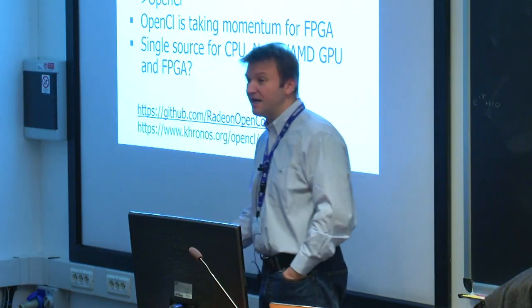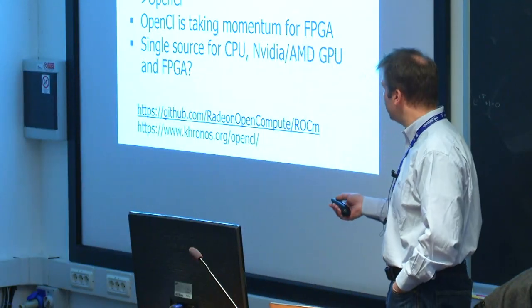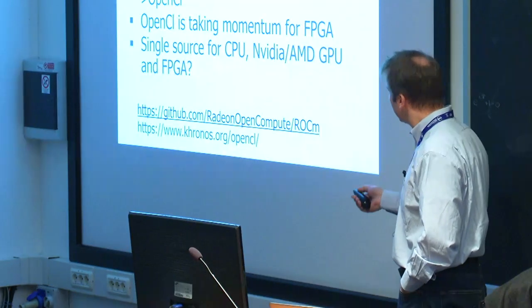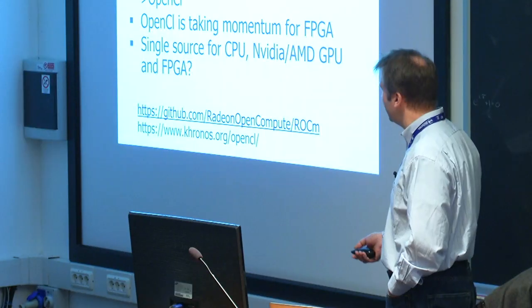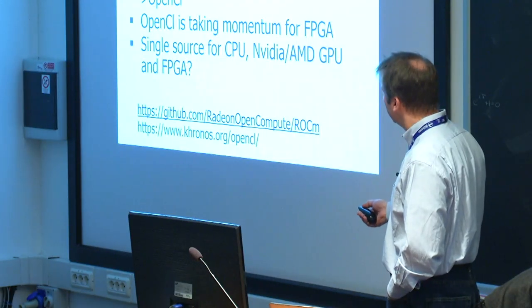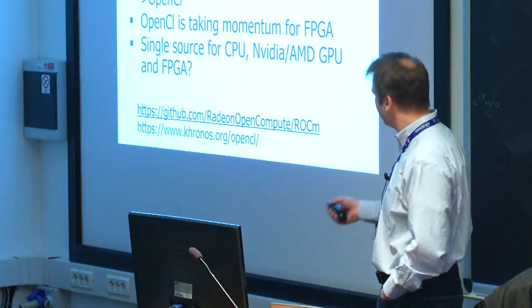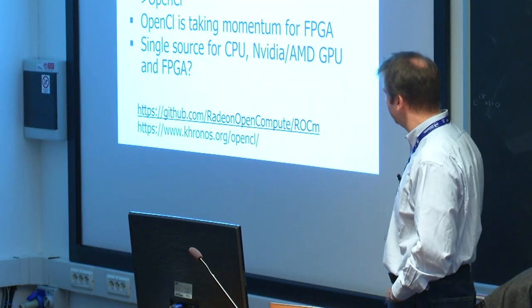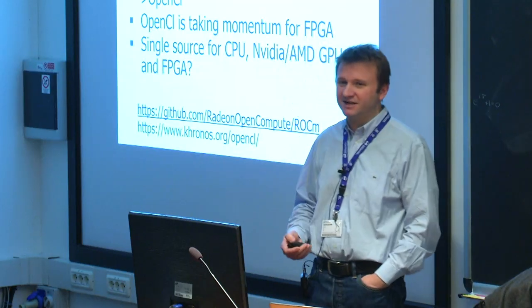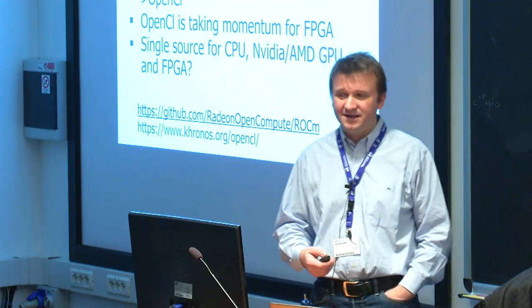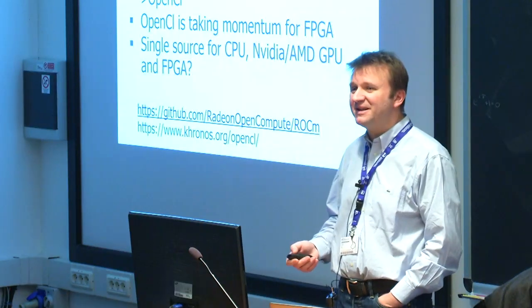Then again, OpenCL is interesting for another future development, because OpenCL is now being considered to become the language to develop high-level applications for FPGA, meaning field programmable gate arrays. FPGAs are a sort of accelerator, or let's say a chip, which does not have a predefined architecture.